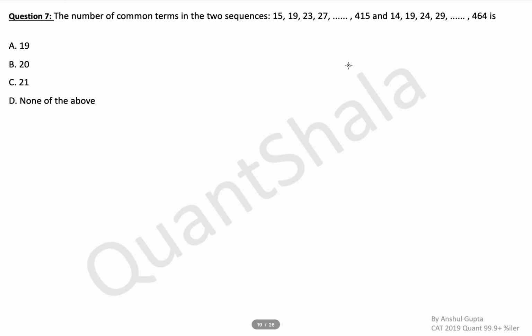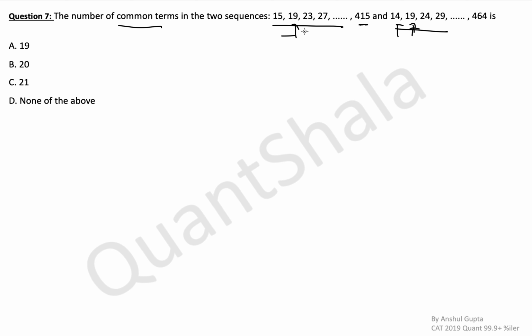Moving on to question number 7. The number of common terms in the two sequences. This is a very classic question. You need to know how to solve this. So the first sequence is 15, 19, 23, 27, and so on till 415. The second sequence is 14, 19, and so on till 464, and we need to calculate how many common terms are there. So the first common term that we see is 19.